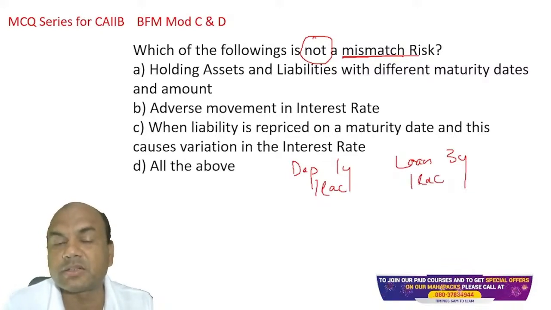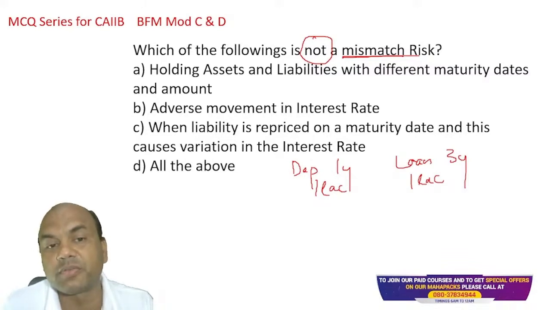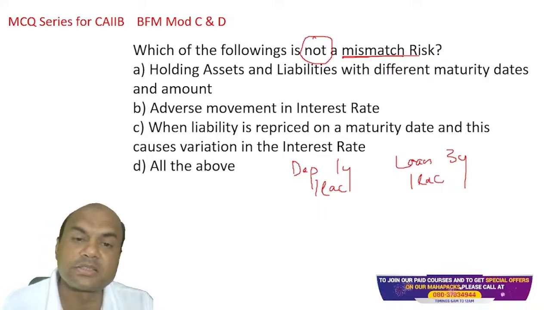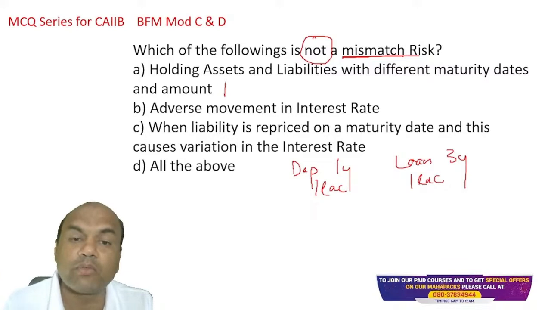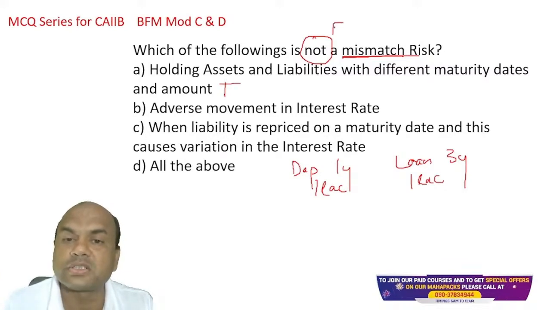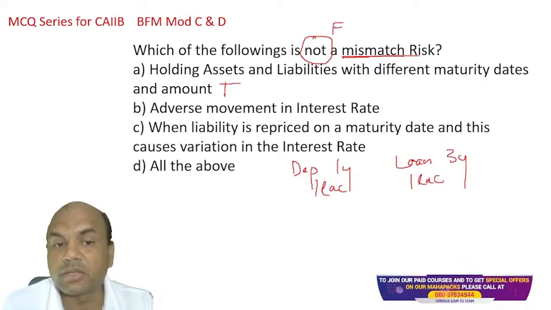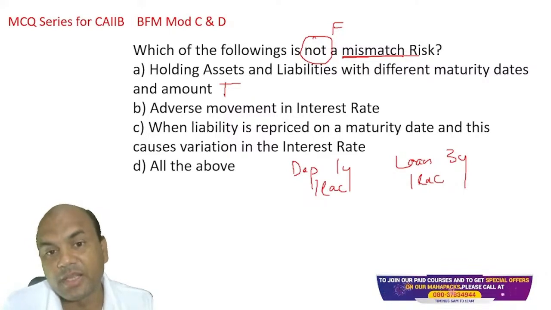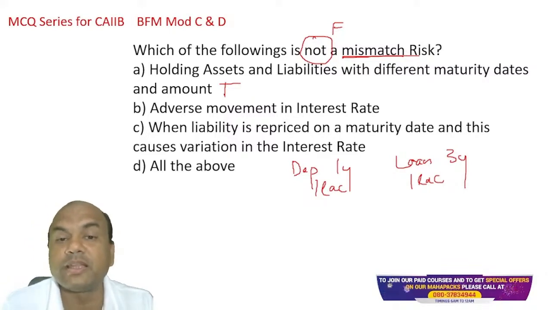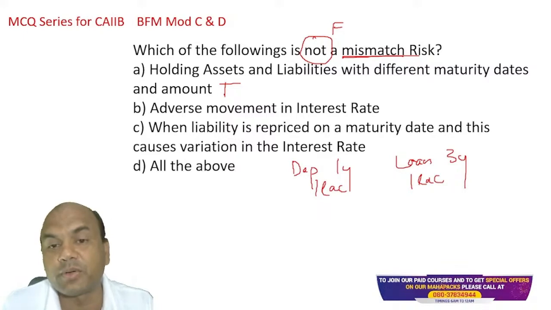Is this a mismatch? Okay, just type in the comment section yes or no. Holding assets and liabilities with different maturity dates. Is it a mismatch? Yes. So it is true. I want false here, not. So this is true. Now what about the second one? Adverse movement in the interest rate. Adverse movement means in the loans and the deposits. If the interest rate moves in the adverse direction, then definitely it's a risk for me.